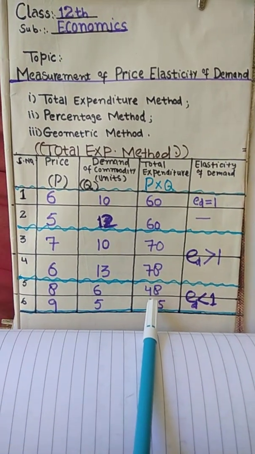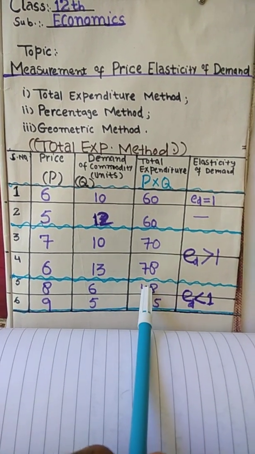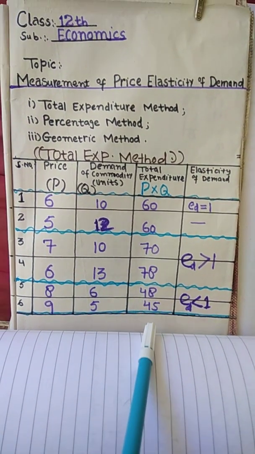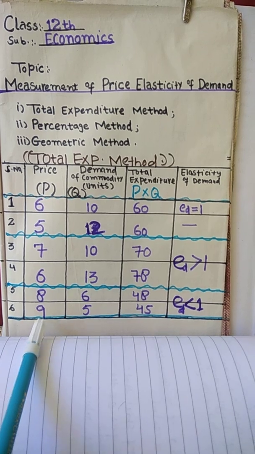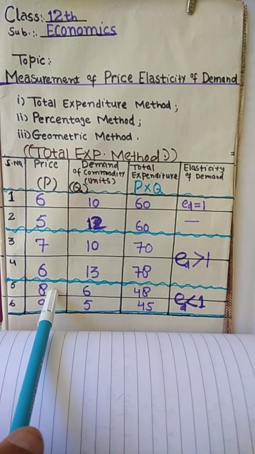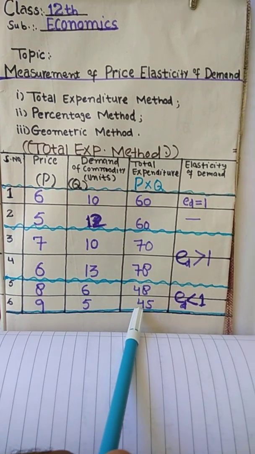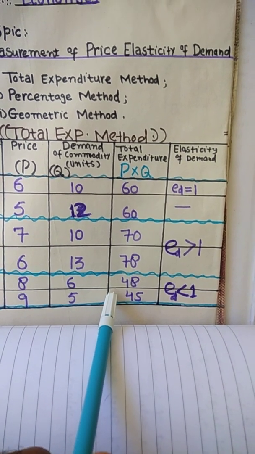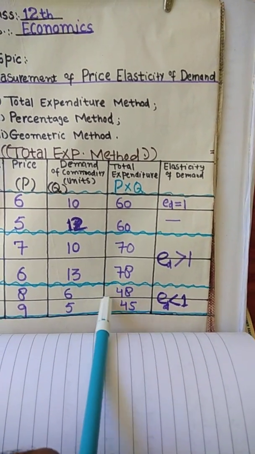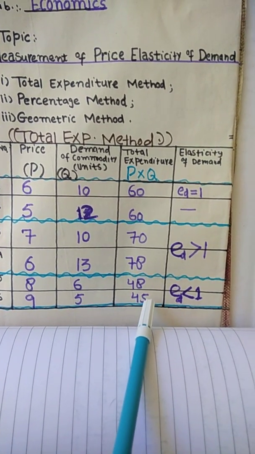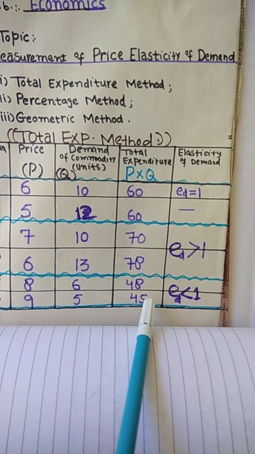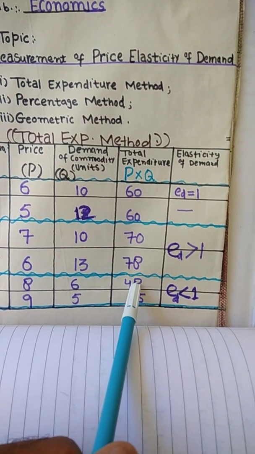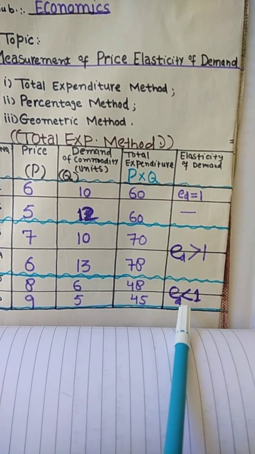Why is the elasticity of demand less than 1 here? Because initially the expenditure made by the consumer was 48. However, when the price increases by 1 rupee to 9 rupees, the consumer contracts, that is, the consumer reduced his expenditure on the purchase of the commodity, and his expenditure decreases from 48 to 45. So elasticity of demand is less than 1.